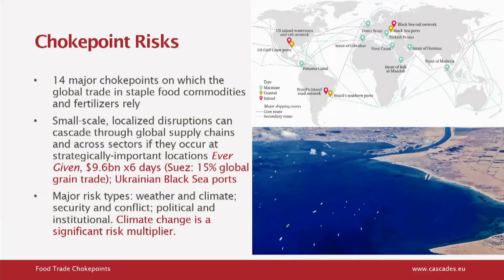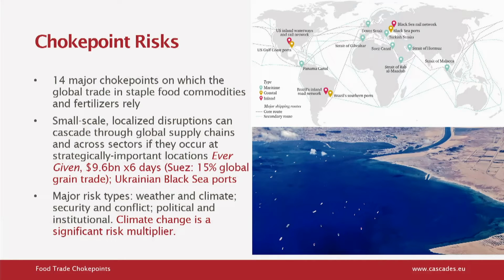small-scale localized disruptions can start cascading through global supply chains very quickly if they occur at strategically important locations. And I think 2021, last year, was a prime example of that, where we had the Ever Given container ship blocking the Suez Canal. That was only for 6 days, but each of those days, global trade lost around $10 billion of value. And the Suez is particularly important to global grain trade, as 15% of all global grain trade passes through there. So you can see one boat in the wrong location can start having very significant impacts globally.